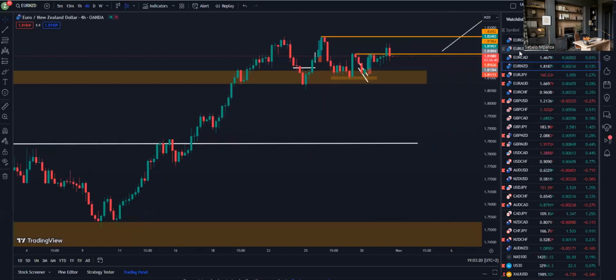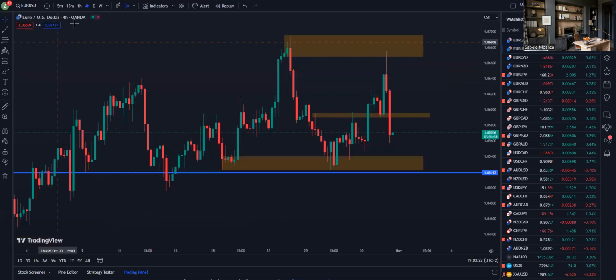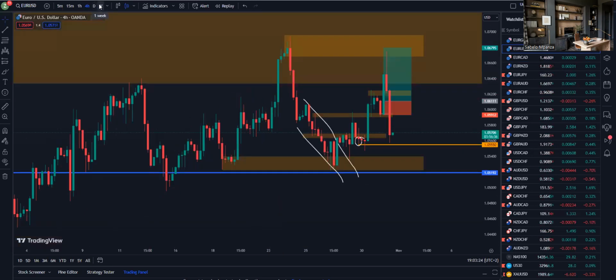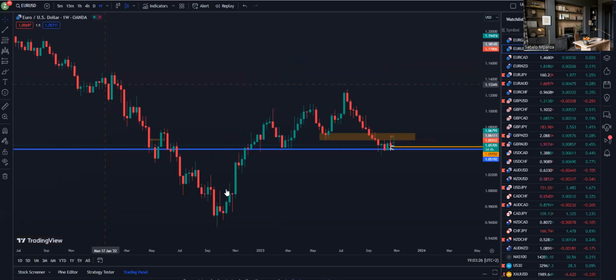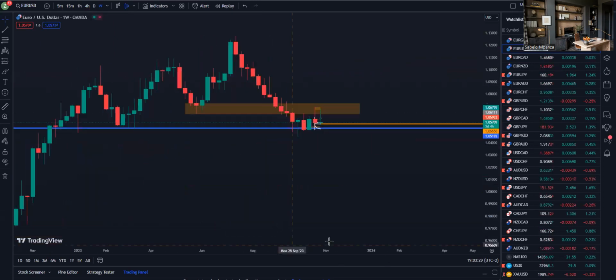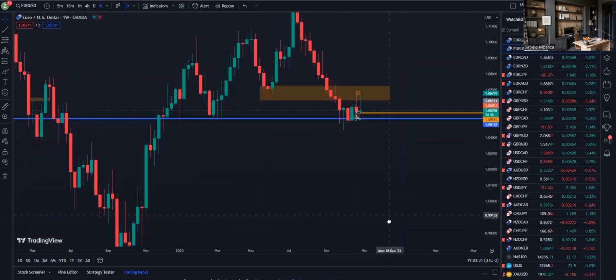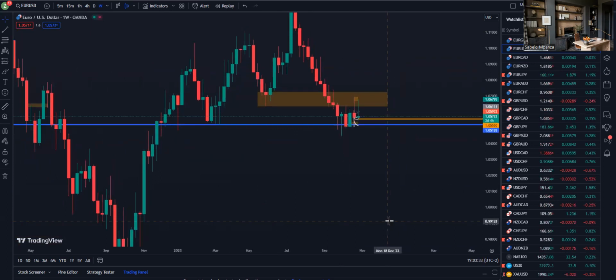So we have the Euro USD here, and I'm going to start on the weekly time frame. So guys, I'm going to break down the market from the weekly, daily, H4, H1, and the 15-minute time frame, just to show you how I approach the market using my top-down analysis approach. Okay. So this is the weekly time frame.